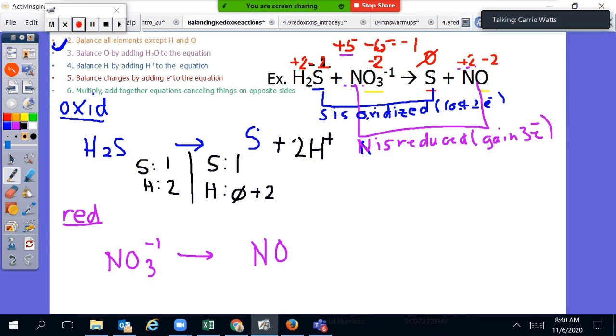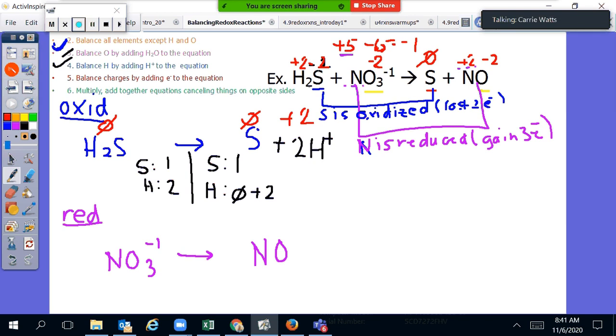Okay, so we didn't need step 3 for oxidation. We just did step 4. Now the last thing is we're going to balance the charges by adding an electron to the equation. So now I'm going to look at the charges of everything, the whole compound. For H2S, the charge is 0, right? For S, the charge is 0, but now I've added 2 protons, or 2H plus, so this charge is +2.